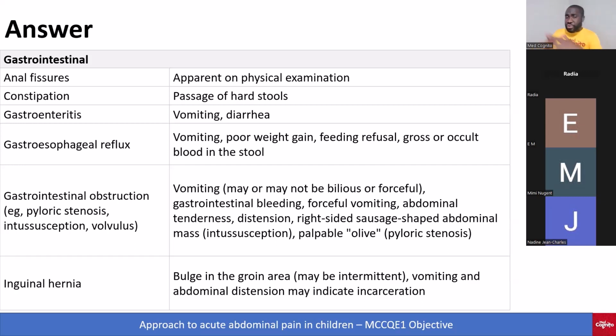So we are not just running through colic, we are just trying to learn all the various things which can also make the child cry. And that is a tall order. But if you're able to list at least two from each of the systems, you're good.